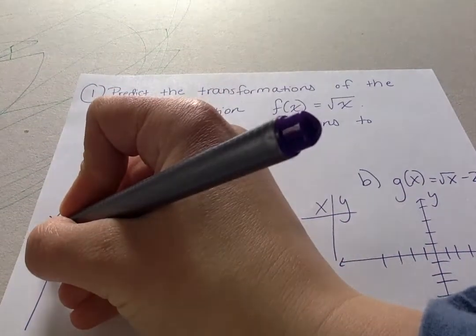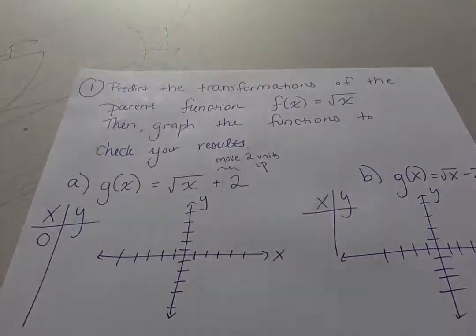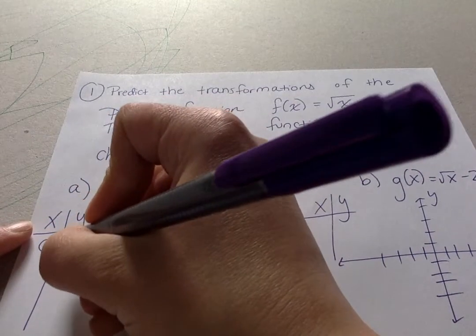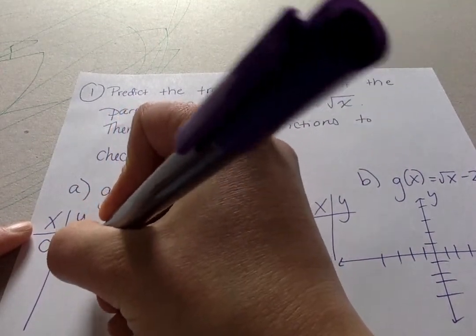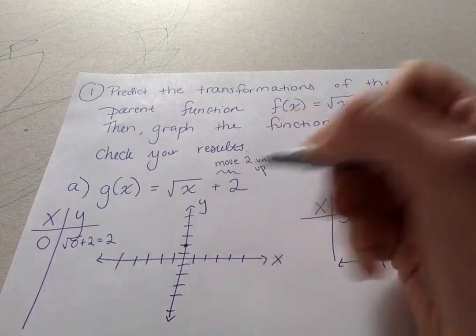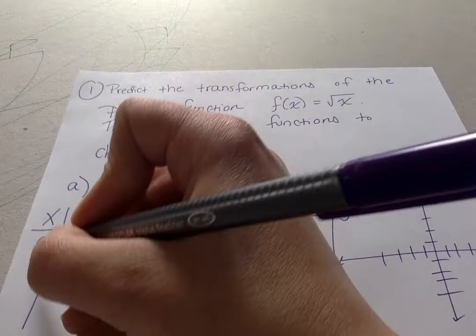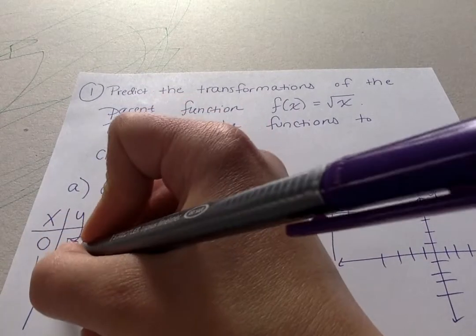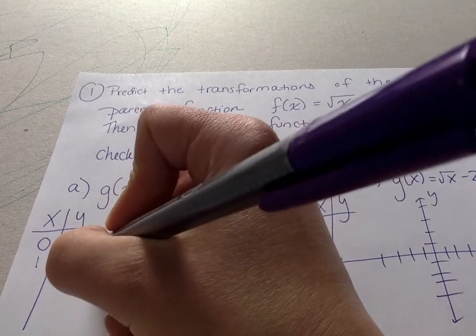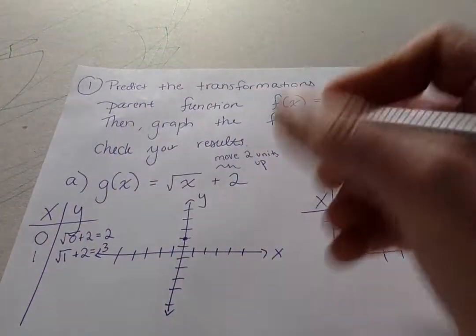Let's start with 0, because 0 is the smallest value that I can take a square root of and still have a real number. So I square root 0, I get 0, and then I add 2 to that. So I get the square root of 0 plus 2, which is 2. That gives me the point 0, 2. Then I can do 1, because the square root of 1 is also a nice number. It is the square root of 1 plus 2, which gives me 3.